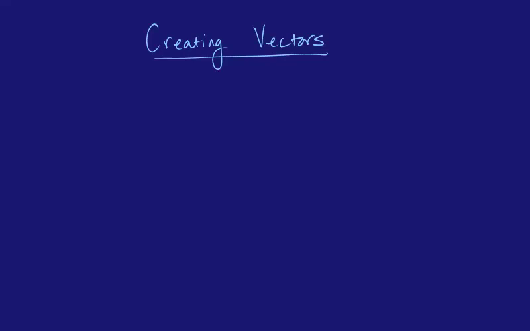So this video is going to talk about creating vectors given some critical pieces of information. There are two ways that I've asked students to be able to do this. The first way is I'll say create a vector with a given magnitude and in the same direction as another vector.